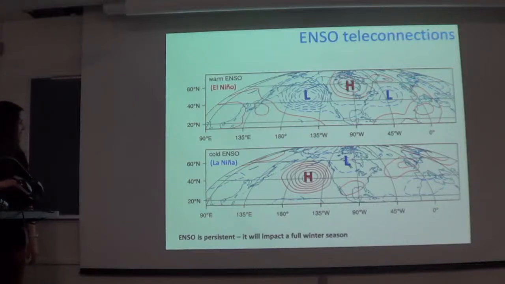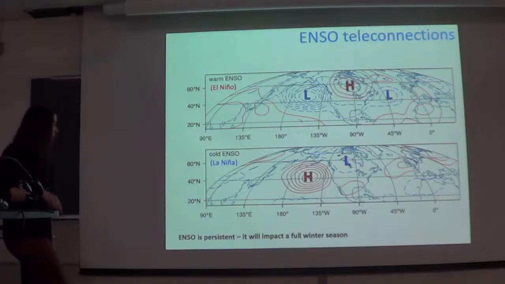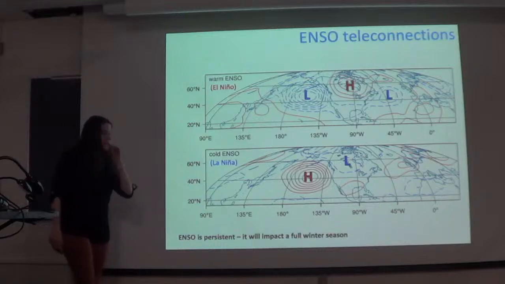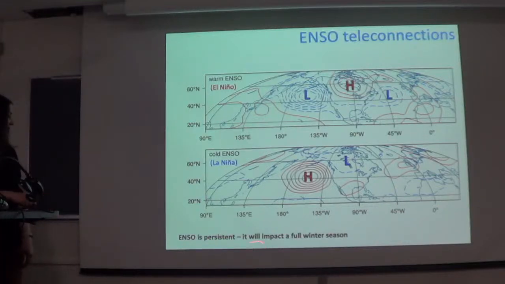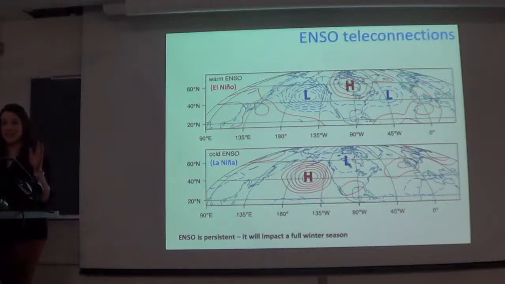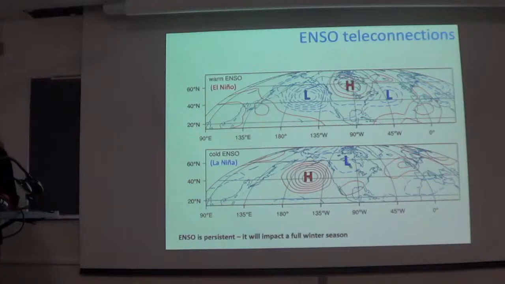During La Nina, we see the opposite anomaly over the Central Pacific. Right here we have an anticyclonic anomaly, and then we see a slight cyclonic anomaly over North America. Always reminding you of this time scale because this will become important: ENSO is persistent, so these teleconnections will be persistent during ENSO events.